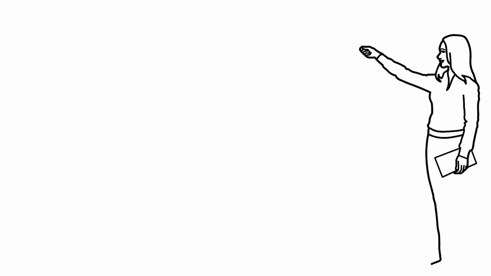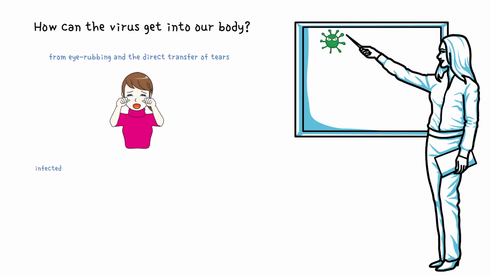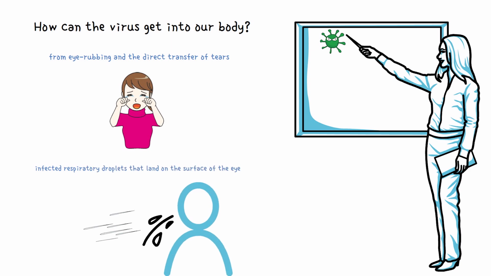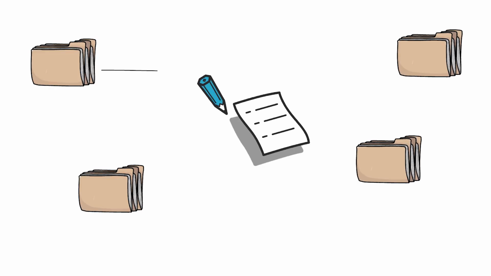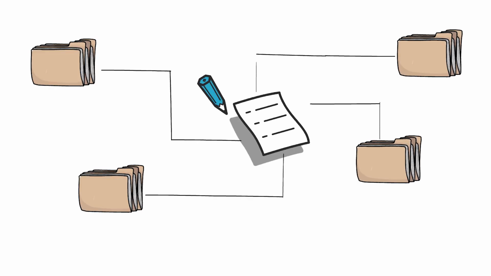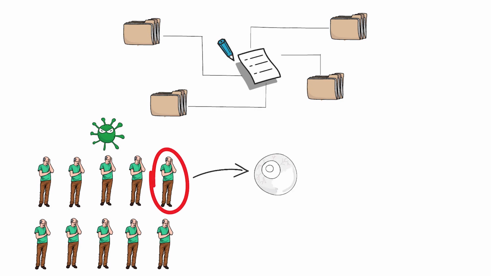Studies suggest that the virus is able to get into our body either from eye rubbing and the direct transfer of tears, or from infected respiratory droplets that land on the surface of the eye. According to a review using data extracted from multiple studies, 1 out of 10 COVID-19 patients show at least one ocular symptom.